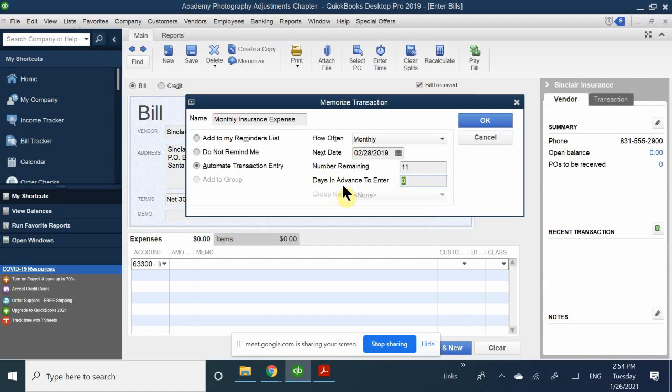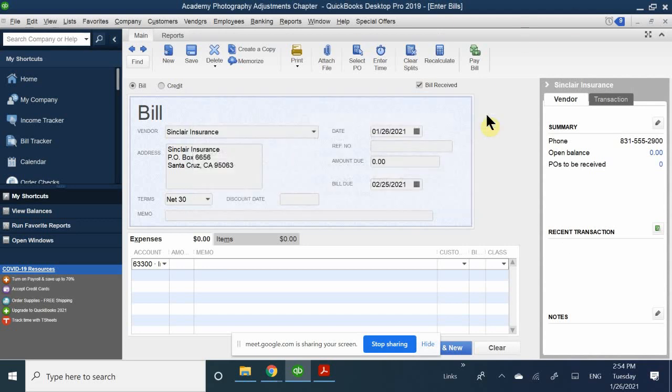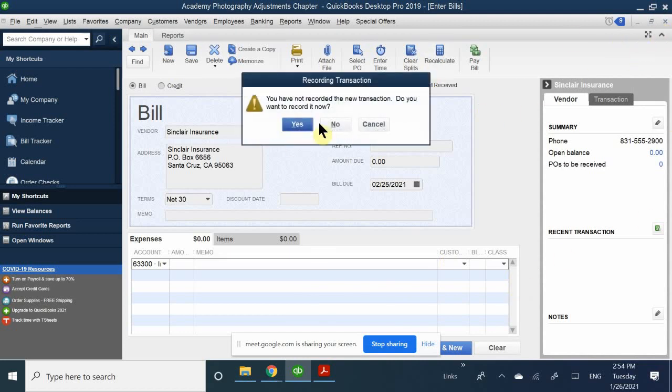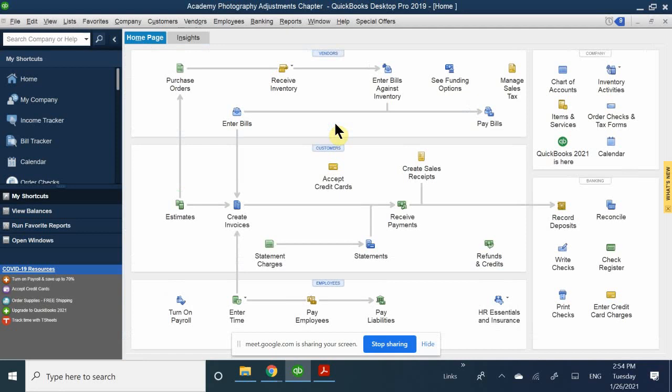And how many days in advance do you want me to enter it? At least 2 days. Okay, and I'm going to go ahead and click OK. Now, I just heard a picture being taken, right? In this case, I didn't actually validate any numbers or anything like that. That's okay. What's going to happen now is I have to actually look for where I put that memorized transaction.